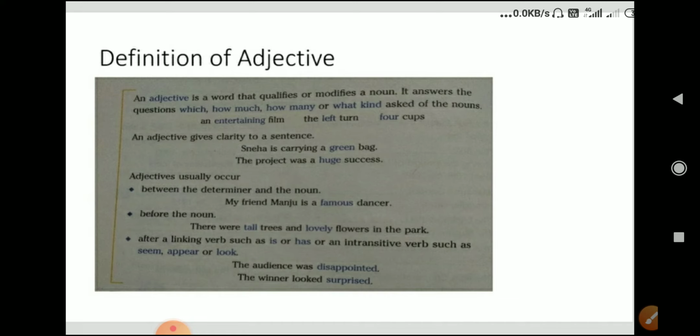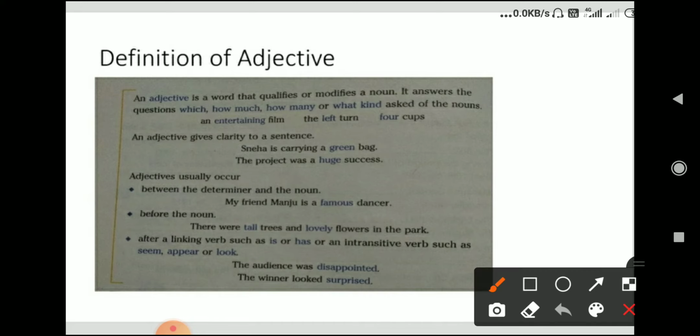Now adjective means a word which qualifies, which modifies the noun, which gives more information about the noun. The information will be in this form: which, how much, how many, what kind. This information can be given by the adjective. So an adjective gives clarity to a sentence, or it clarifies the noun, it qualifies the noun.